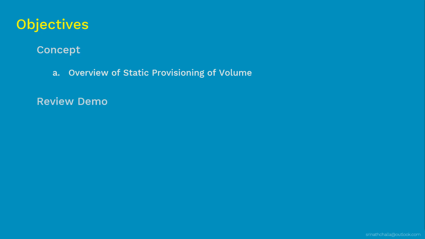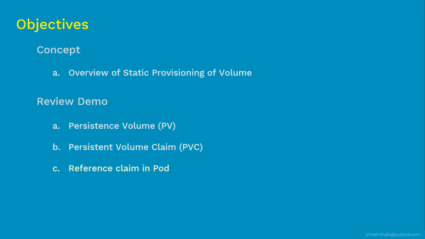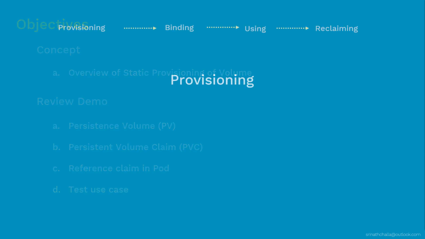This video primarily consists of two parts. In part 1, we'll discuss the overview of static volume provisioning in Kubernetes. Once we get an idea of it, we will move on to the demo section. In the demo section, we will first create the persistent volume. Then we will create the persistent volume claim to claim the persistent volume that we just created above. After that, we will use this claim inside the pod and deploy it. And finally, we will test the use case of static persistent volume. So let's get started with going through the overview of static persistent volume.